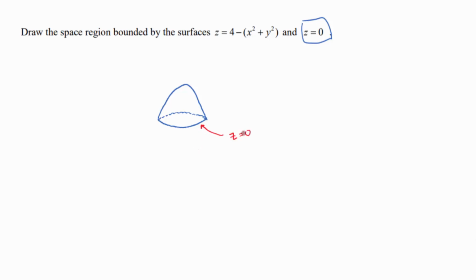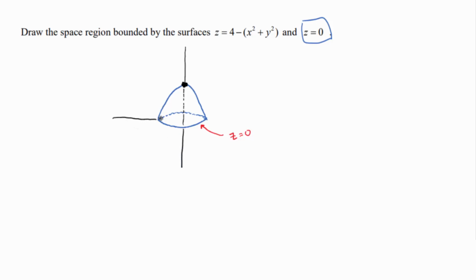And then you've got it. The region we're talking about is the interior of that capped off. You're capping it off with the xy plane. And the interior of that is the region we're talking about. Okay, well, if you want, we can put in the vertex is going to be here. And, of course, the z-axis will go right through it like that.